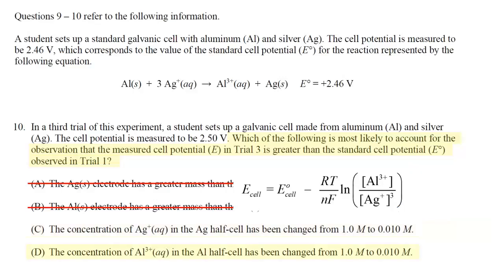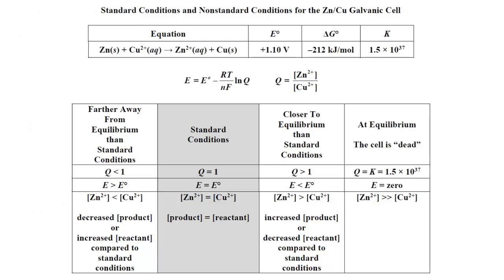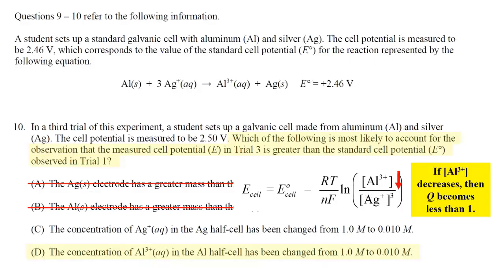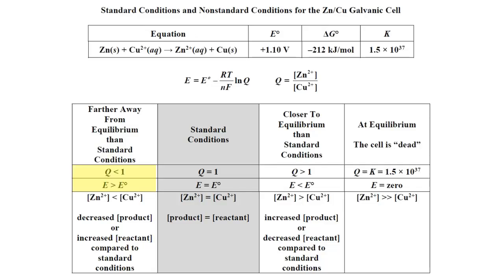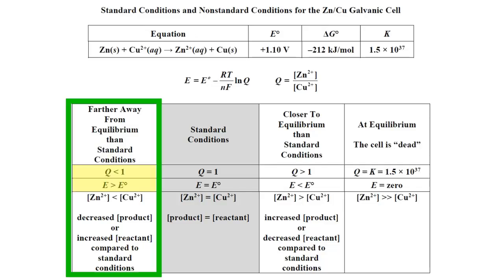So what happens when the concentration of the aluminum ion changes from 1 molar, which would be standard conditions, to 0.010 molar? What you're doing is you're decreasing the concentration of aluminum, and Q becomes less than 1. So back to that diagram that I showed you earlier as we were answering question 9. In this diagram, if Q becomes less than 1, then that will take you here. That will take you farther away from equilibrium than standard conditions. So when Q is less than 1, then the cell potential is actually greater than the standard cell potential.